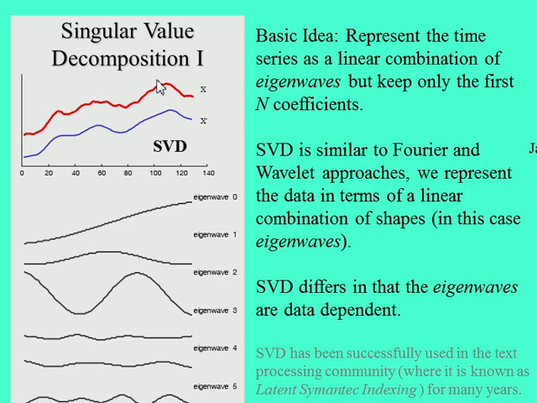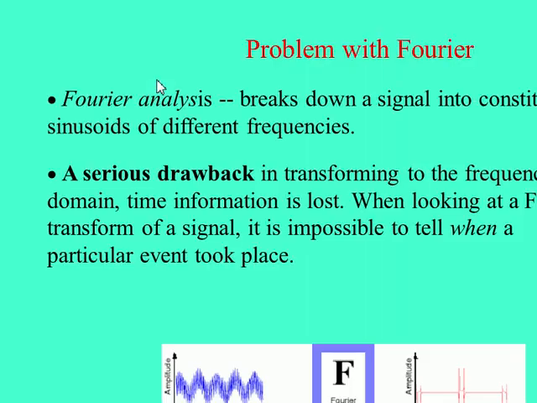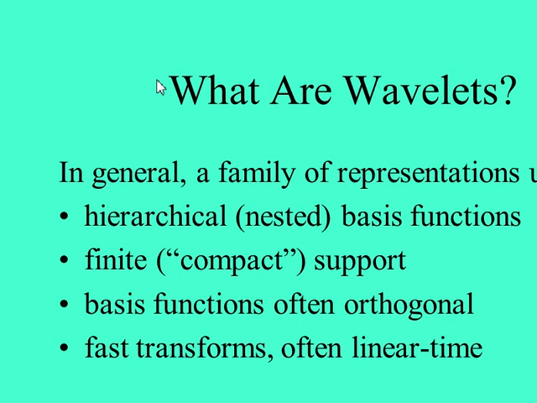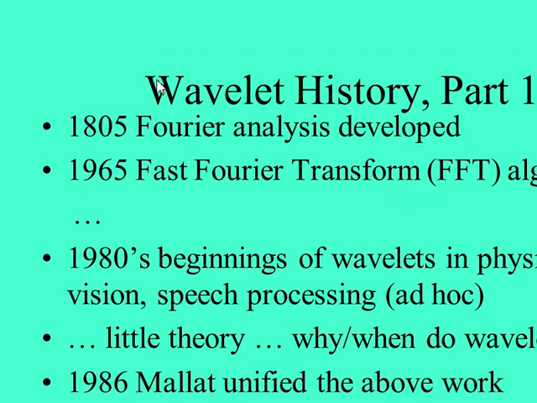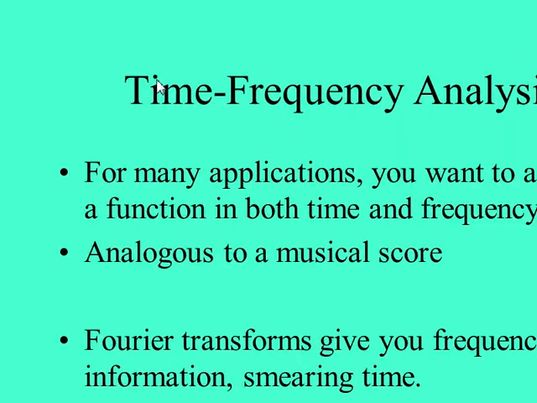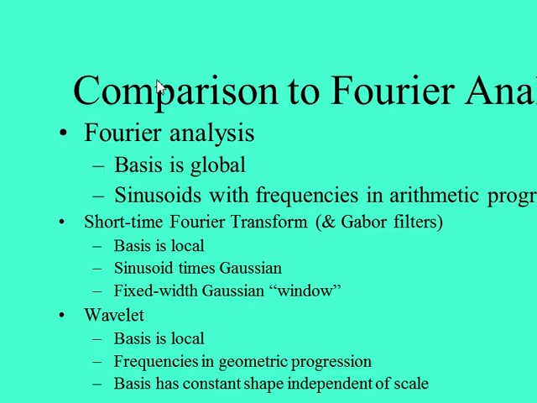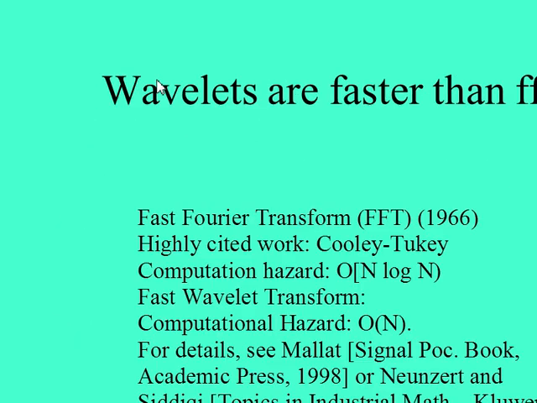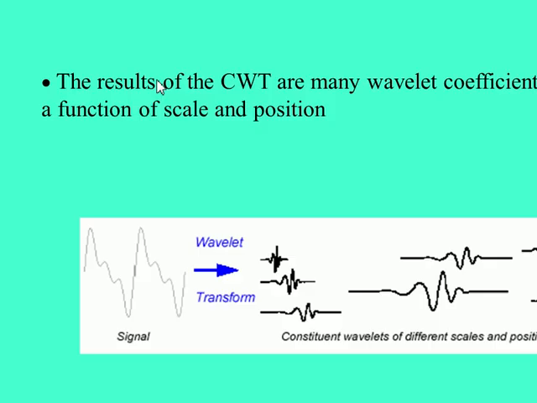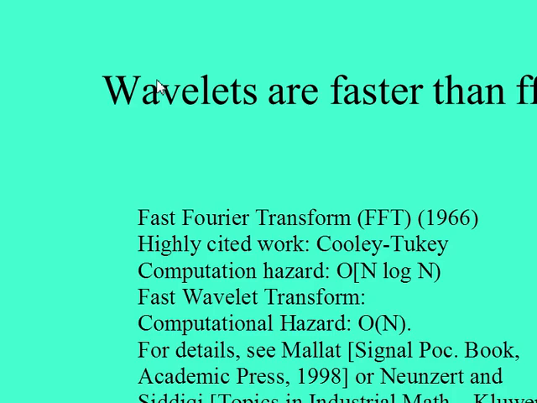What I'd like to do now is skip ahead, skip through the singular value decomposition. We've already talked about the drawbacks. Well, here's a big question. Which is faster? The fast Fourier transform or the wavelet transform?